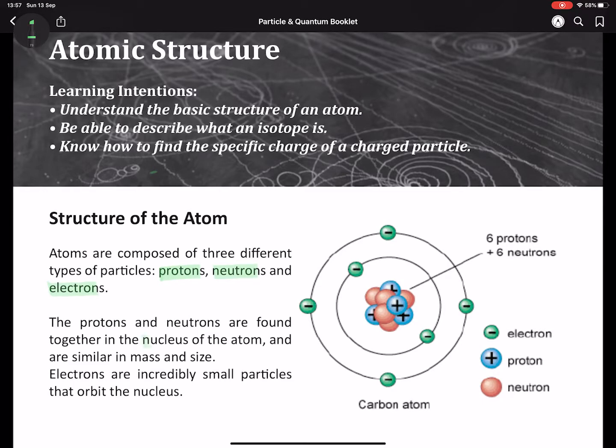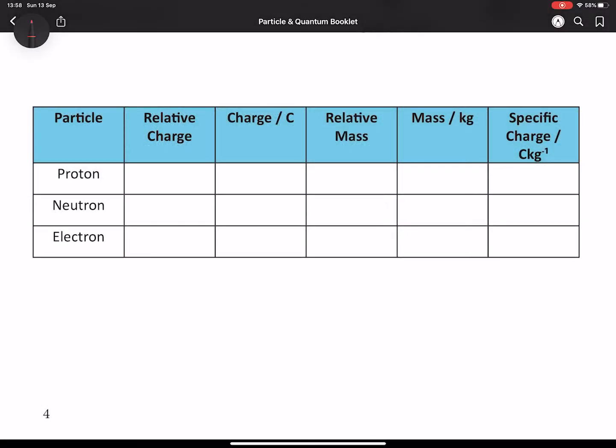The protons and neutrons are located in the nucleus, whilst the electrons are much smaller and in orbit. Now we can see some basic ideas here, like the fact that electrons are smaller, the nucleus is clumped together, really tightly packed, and that the electrons are in different orbitals, different shells.